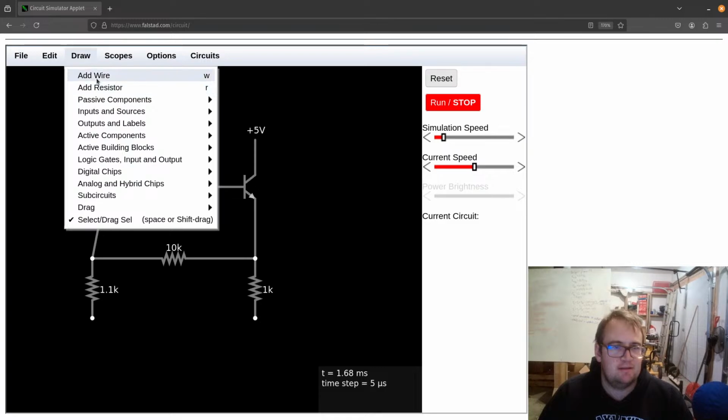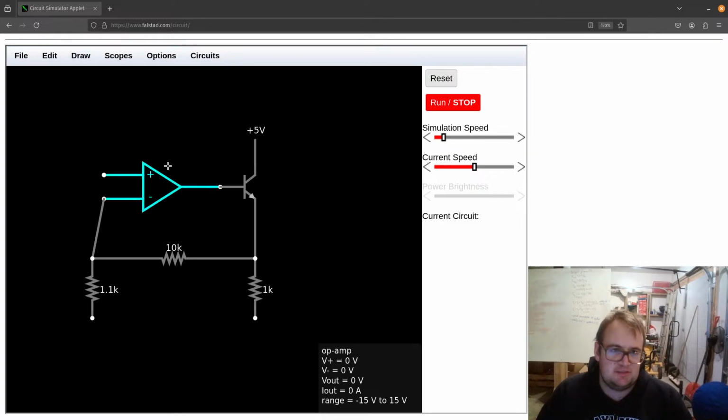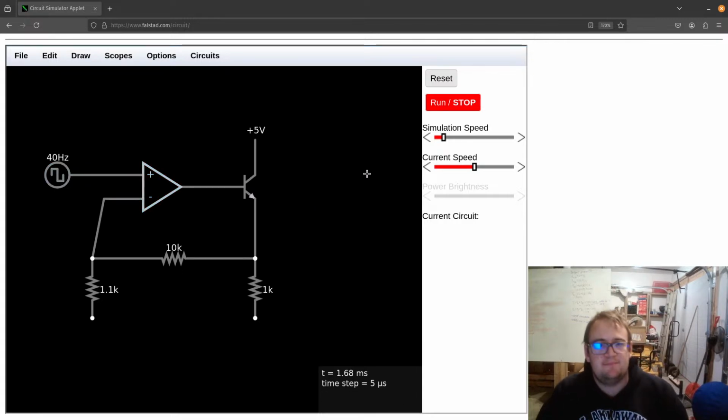Yeah. So let's just go to inputs and sources. Let's put a square wave on it. Just see what happens. You know, square waves are always fun. Okay.